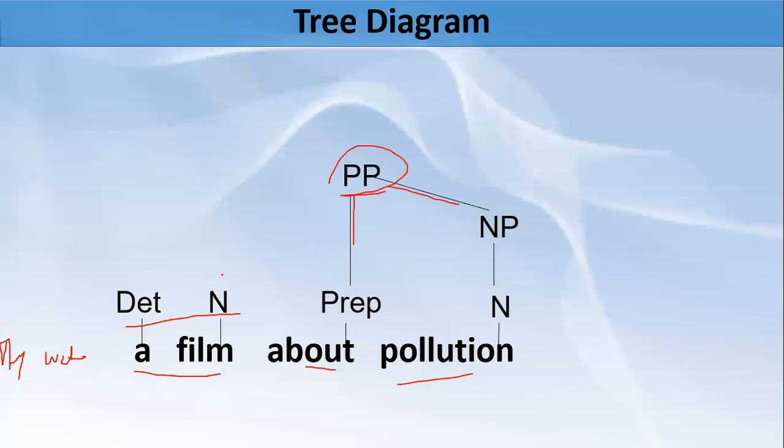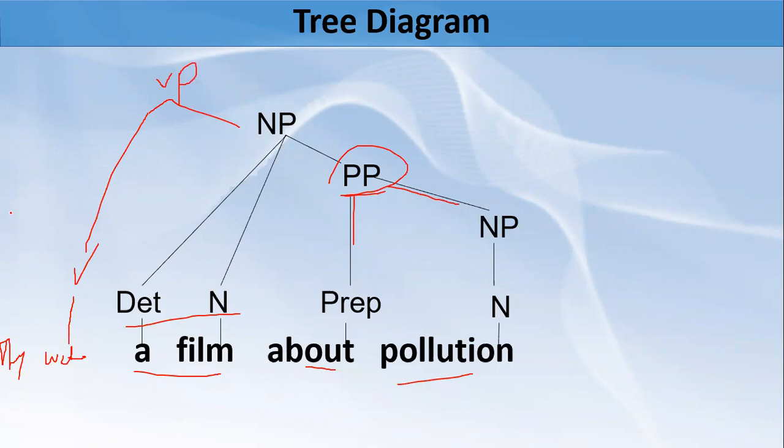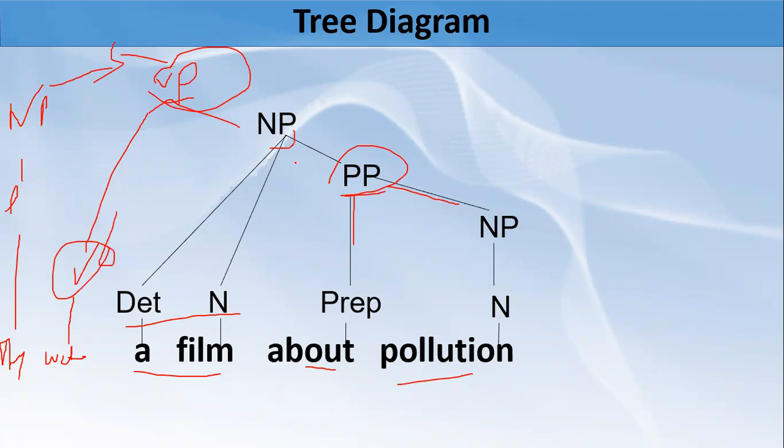So far we have a noun phrase. Here "watch" is a verb. A verb and a noun phrase form a verb phrase. And "they" is a pronoun, which is itself a noun phrase. So a noun phrase and a verb phrase make a sentence. A complete sentence, very good. This verb phrase consists of a verb and a noun phrase, and that noun phrase further consists of a determiner, a noun, and a prepositional phrase.